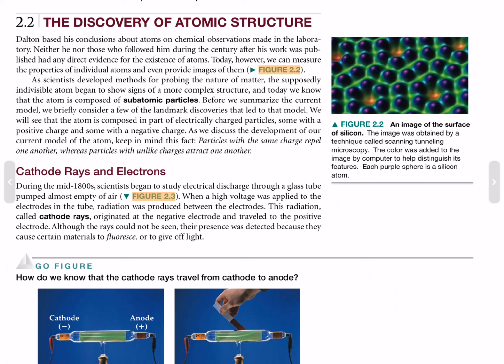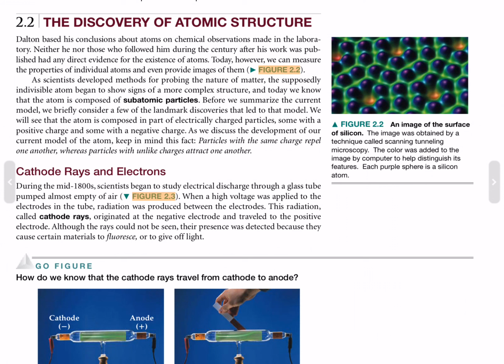Figure 2.2. An image of the surface of silicon. The image was obtained by a technique called scanning tunneling microscopy. The color was added to the image by computer to help distinguish features. Each purple sphere is a silicon atom.